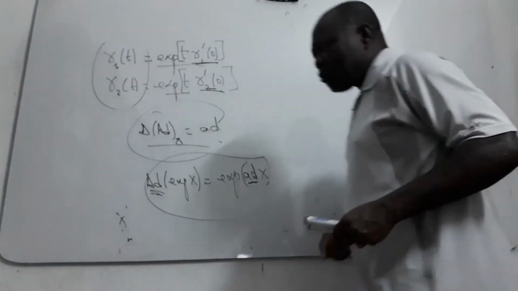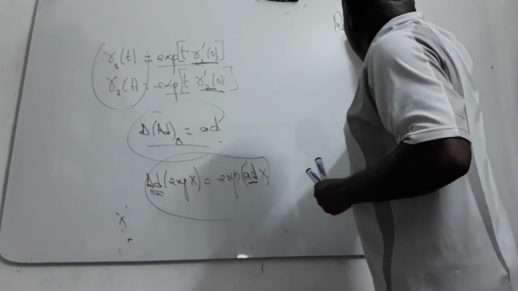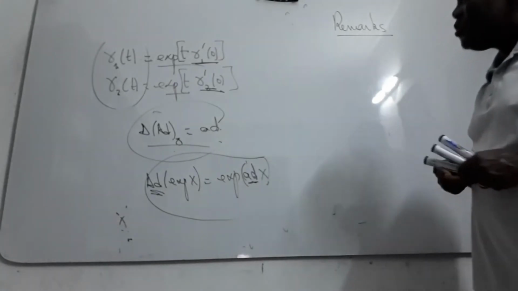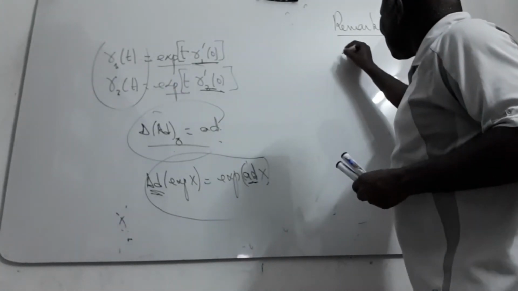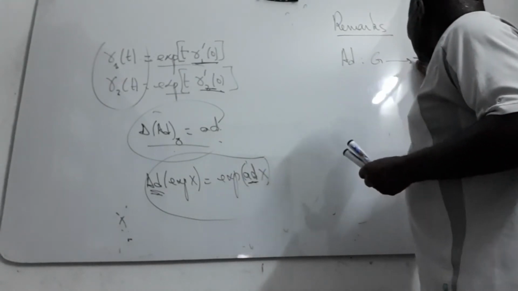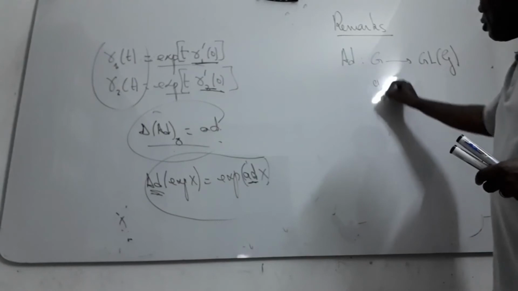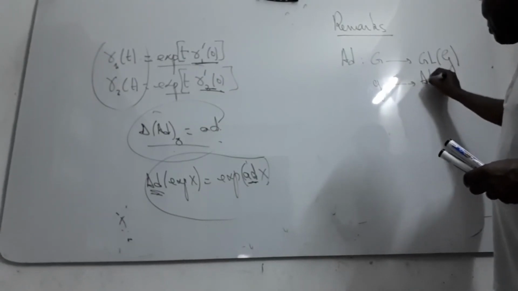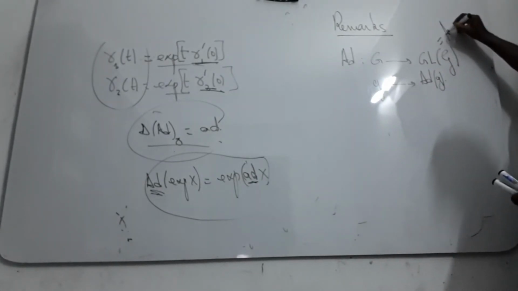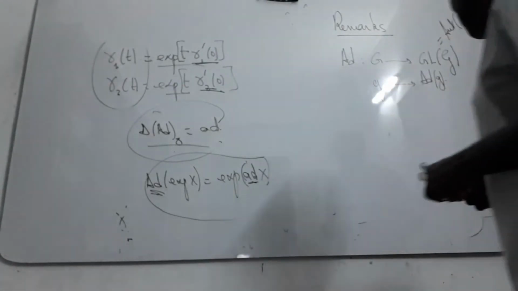I'll give you some remarks concerning this. We define first of all the adjoint representation. The adjoint representation is a map into the automorphisms of the Lie algebra. Each will be the same. Here it will be the same.